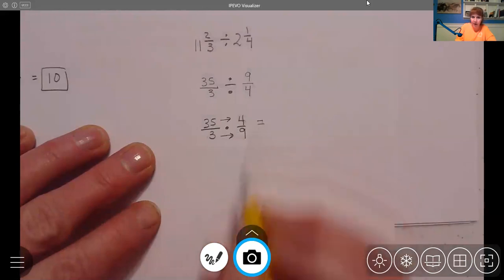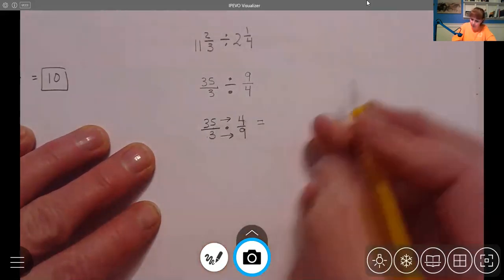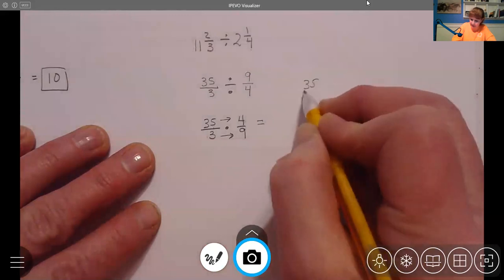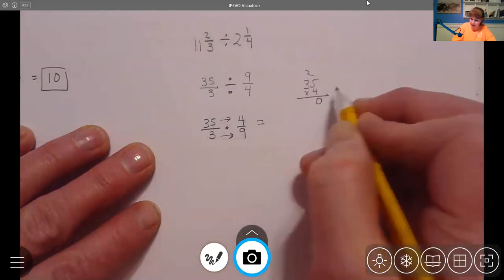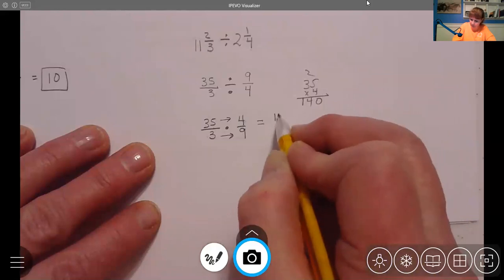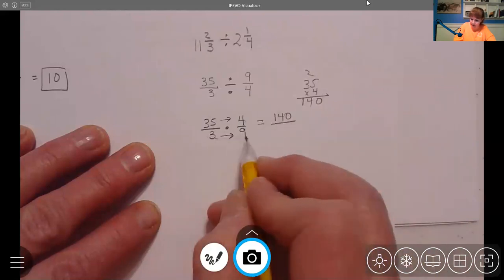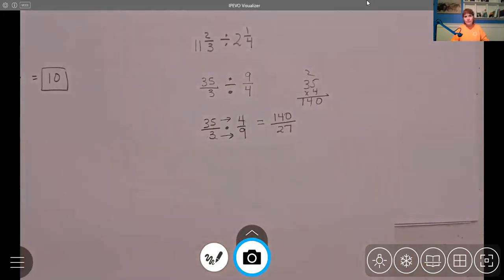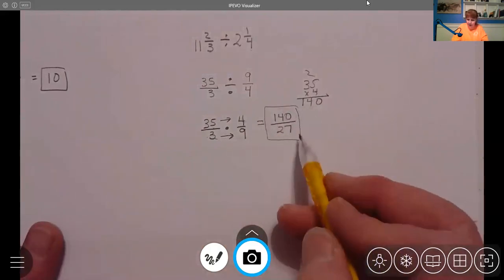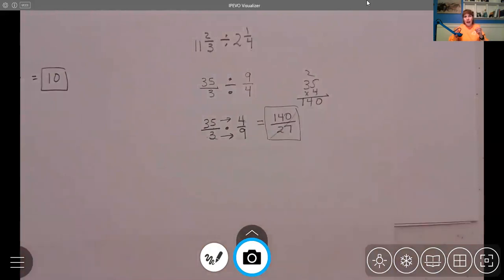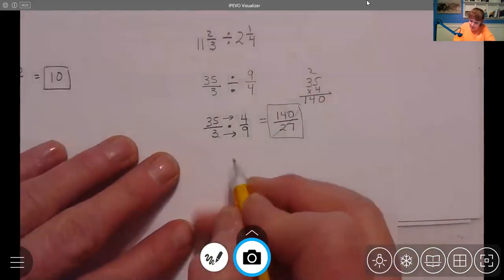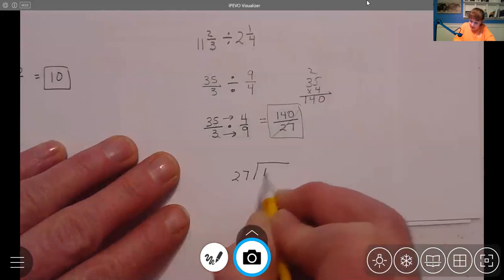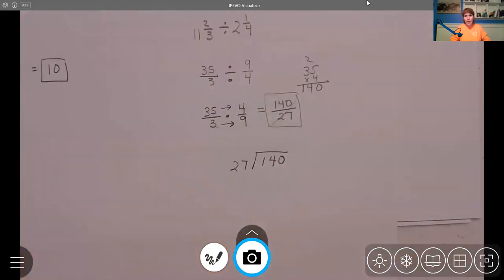So when you multiply across, you'll take 35 times 4. So 12, 14, 140 over 3 times 9, which is 27. Now if you stop here, My Math Lab will say that it's wrong. You need to change that back to a mixed number. So we just have to divide 27 into 140. Well, how many times do you think 27 will go into 140?